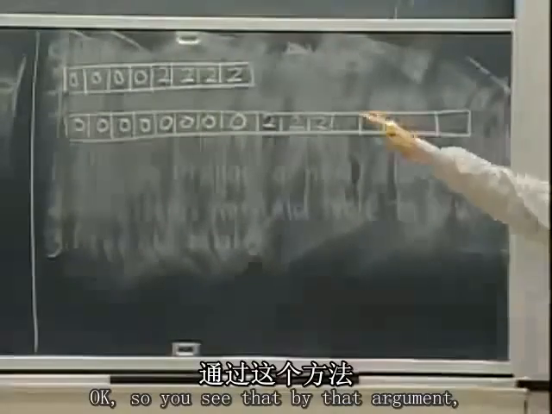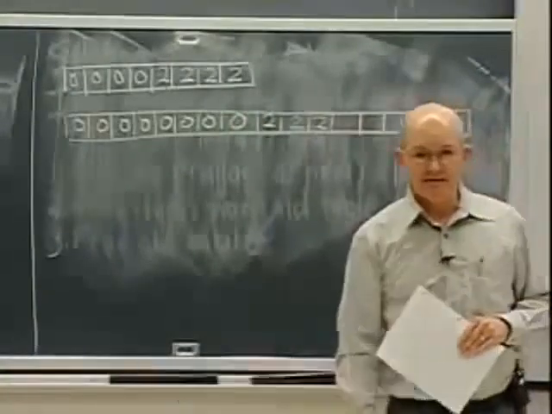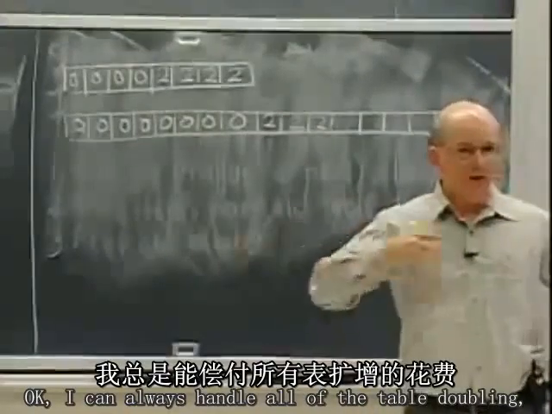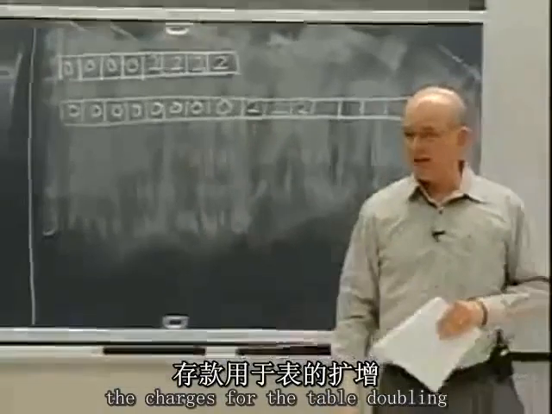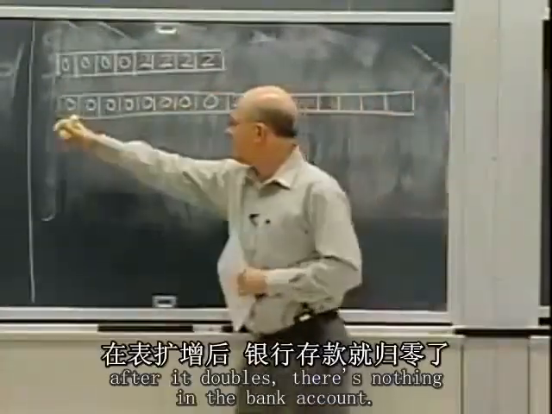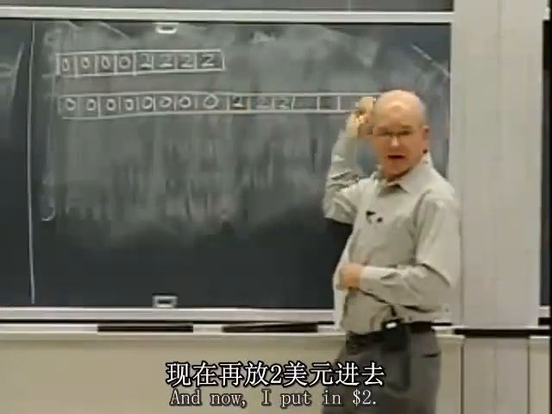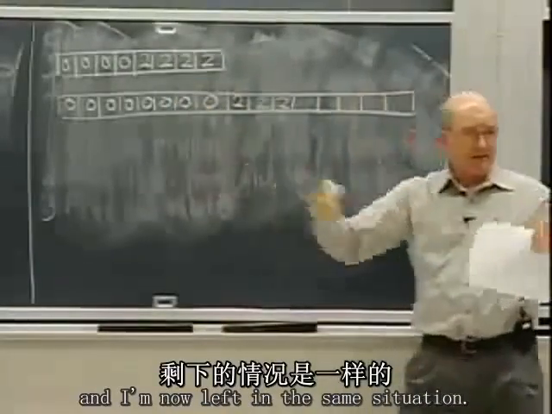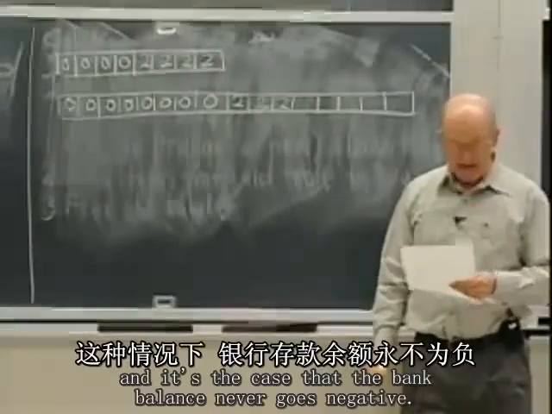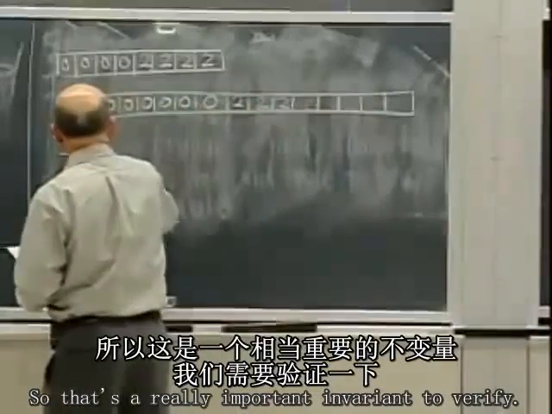So you see that by that argument, I can say that if I charge everybody $3, okay, I can always handle all of the table doubling, the charges for the table doubling. Because the inductive invariant that I've maintained is that after it doubles, there's nothing in the bank account. And now I put in $2, well, then I can pay, and I'm now left in the same situation. Okay? And it's the case that the bank balance never goes negative. So that's really important invariant to verify.